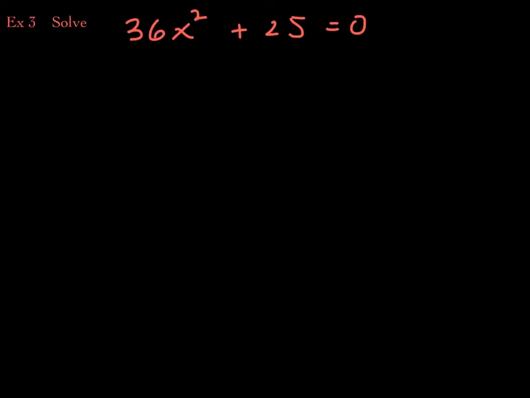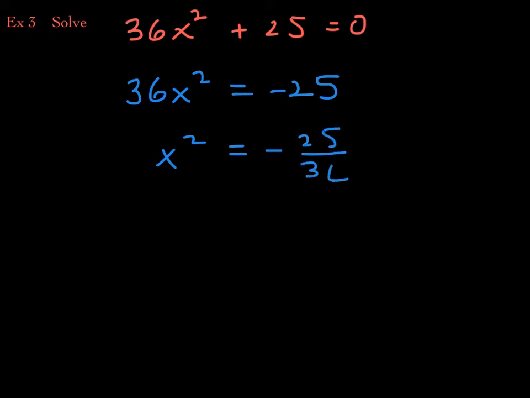Our next equation says 36x squared plus 25 is equal to 0. Now this is a sum of two perfect squares, and we know a sum of two perfect squares does not factor. And so what we're going to do is use the square root property, and what we want to do first is isolate the squared expression. So we want to get x squared all by itself. So we can get x squared by itself if we start by subtracting 25 from both sides. And then if we divide both sides by 36, we get negative 25 over 36.